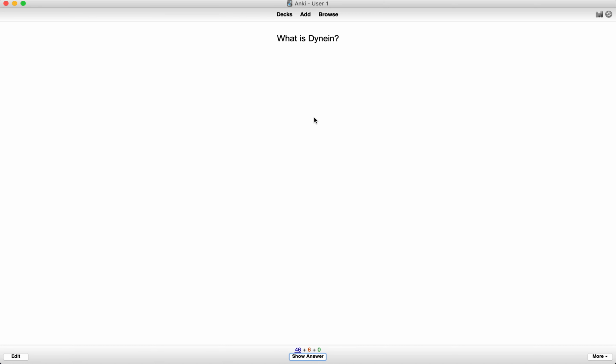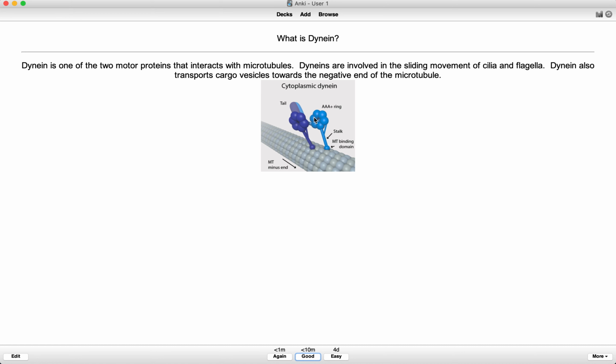Dynein. I think I remember. Yeah, it's involved in motor function. It's one of the two motor proteins that interact with microtubules, involved in the sliding movement of cilia and flagella and transport of cargo towards the negative end of a microtubule. So lots of information there. Remember, it interacts with microtubules, is involved in the sliding movement of cilia and flagella, and transports cargo and vesicles through the negative end of the microtubule.